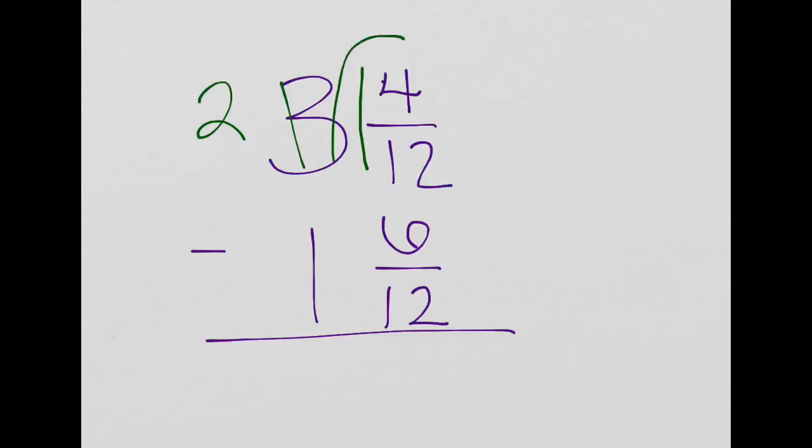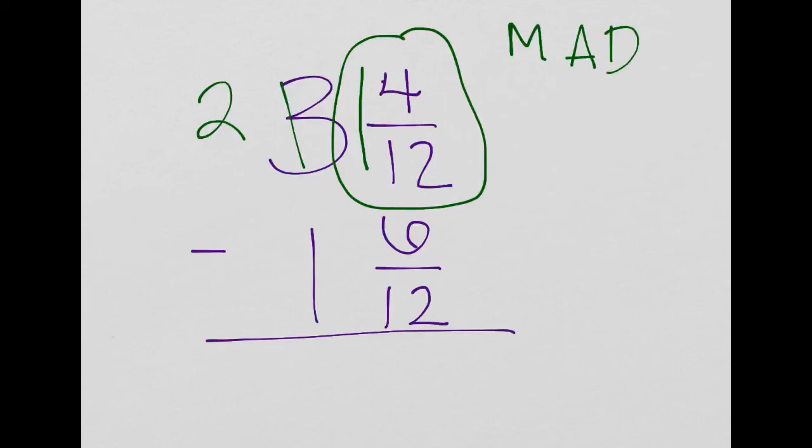So this is our new mixed number right here, but we need to make it an improper fraction so we can subtract the fraction below it. Our steps to do that, we have to make the fraction MAD. So we're going to multiply, add, and then bring our denominator over. So first thing we're going to do is 12 times 1, which is 12, plus 4, which is 16. So our new numerator is 16, our denominator is 12.